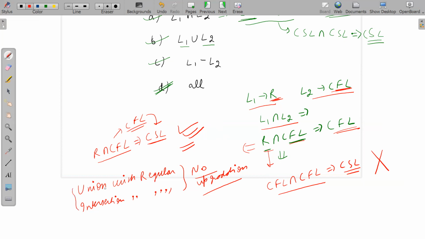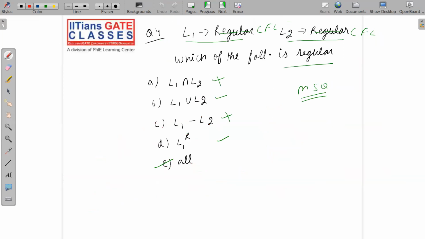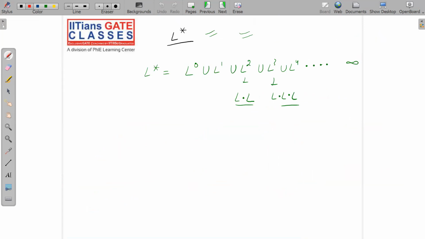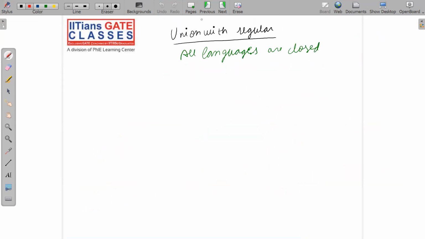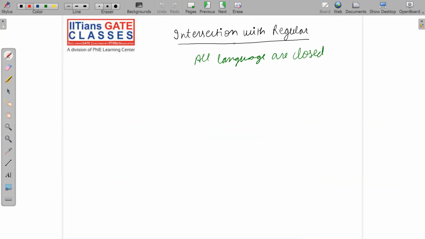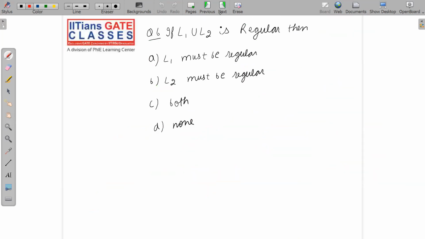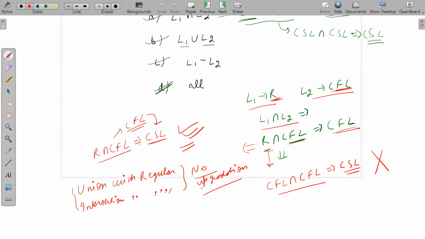Okay, I have given you an idea about this just a few minutes back. See here: union with regular, intersection with regular. All are closed. So I have shown you, and you should not apply upgradation here.